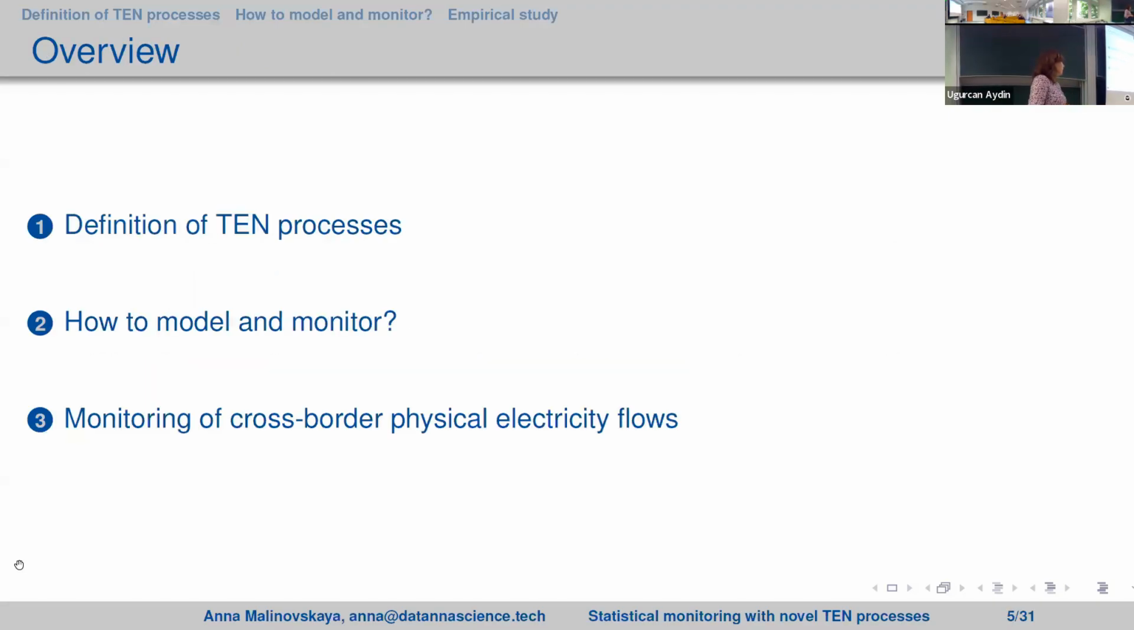So, here are the three parts of the talk. First of all, we will define these networks, temporal edge network processes. Then we ask ourselves, okay, how can we model and monitor such processes? And what about an empirical study? We will look into cross-border physical electricity flow.